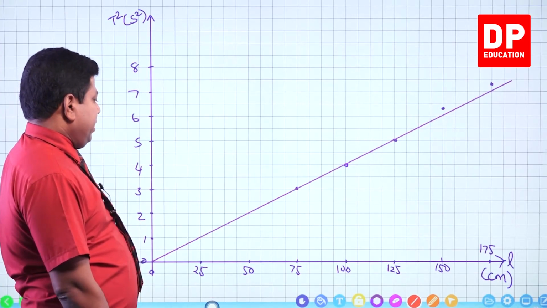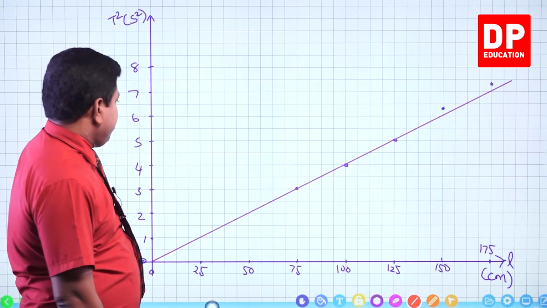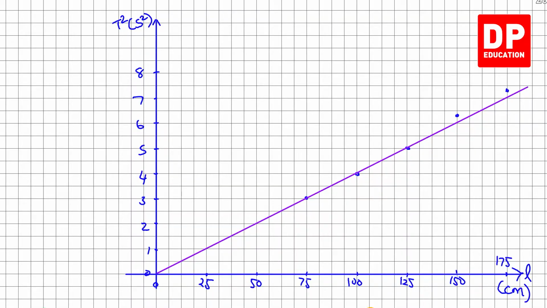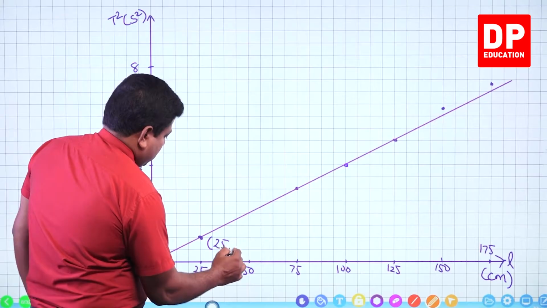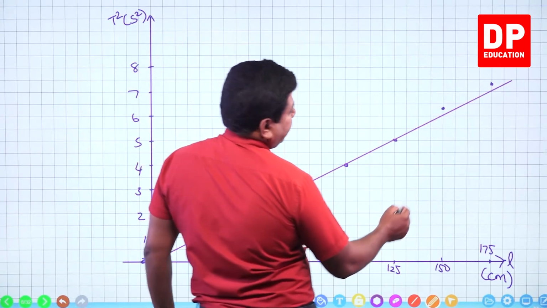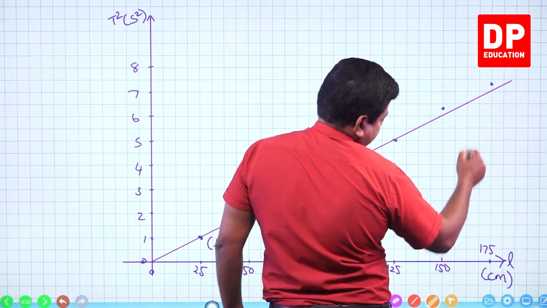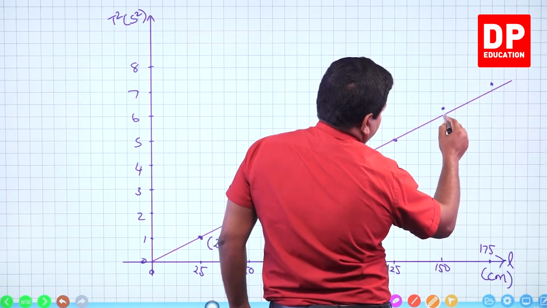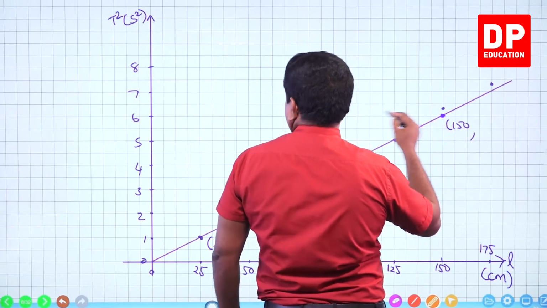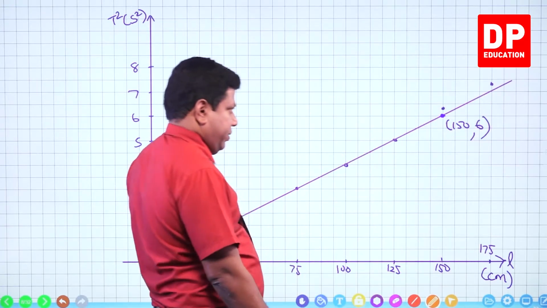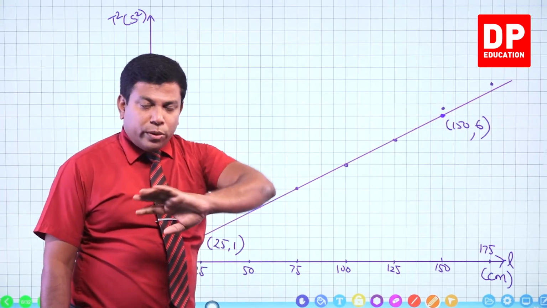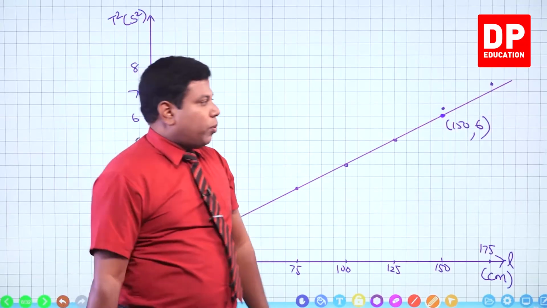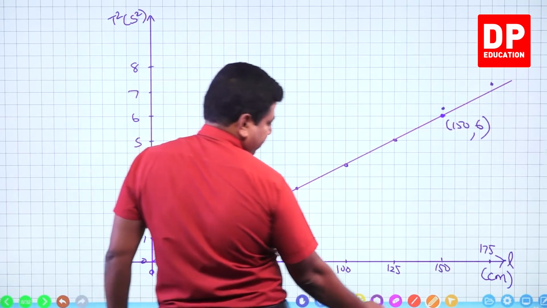Now what we need is the gradient. We'll take 2 points, maybe this point is good. This is 25 and 1. We'll take another one, maybe according to the graph, the point we get is 150 and 6. The original point for 150 is a little bit deviated from the graph. So after drawing the graph, don't take the previous readings. Now on the graph, you take 2 points.